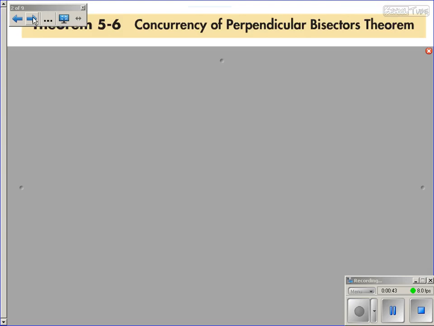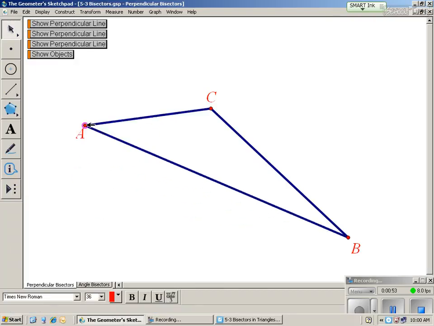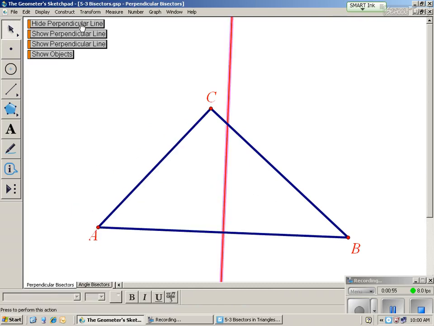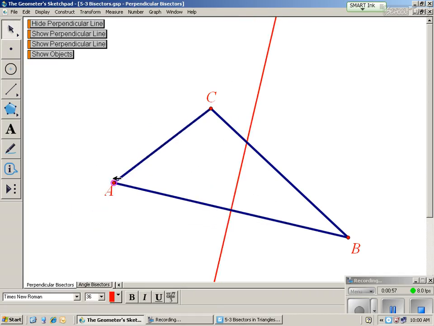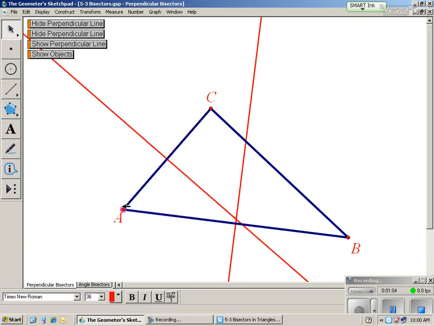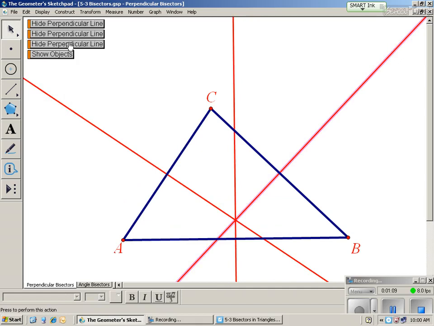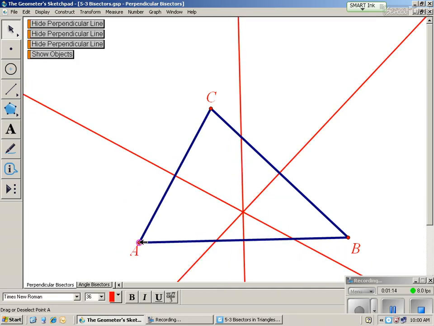Now, we'll begin by talking about perpendicular bisectors, and before I give you the theorem, I want to show you a Geometry Sketchpad file. This is a triangle, and I will draw in the perpendicular bisector of segment AB. And this is the perpendicular bisector of segment AC. You'll see that they always intersect. And this is the perpendicular bisector of segment CB. Now, the first thing you'll notice is that they are concurrent. They cross at the same point.